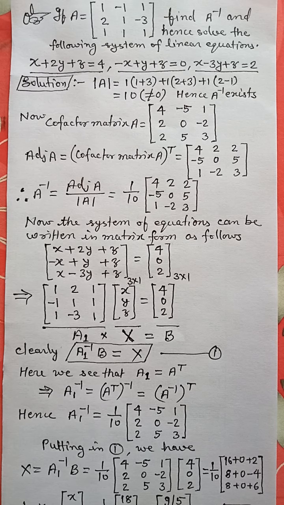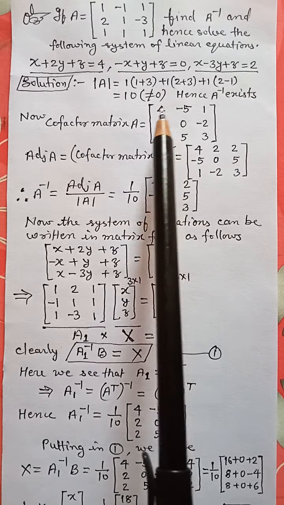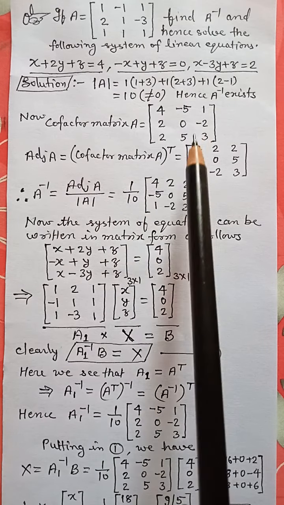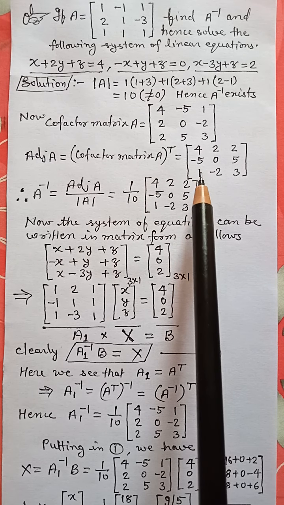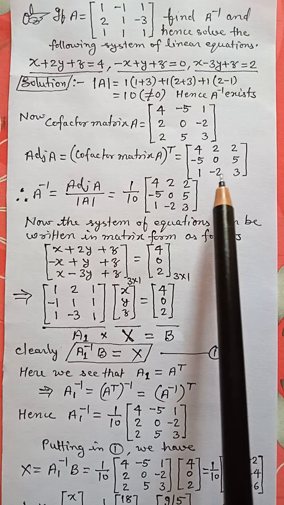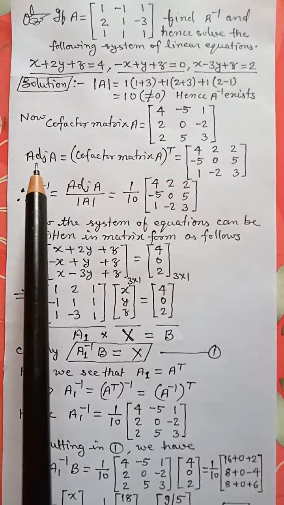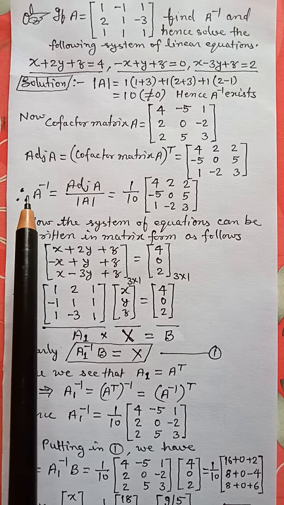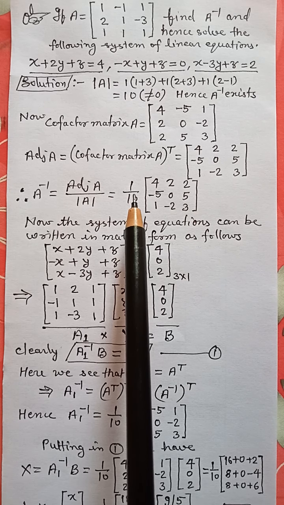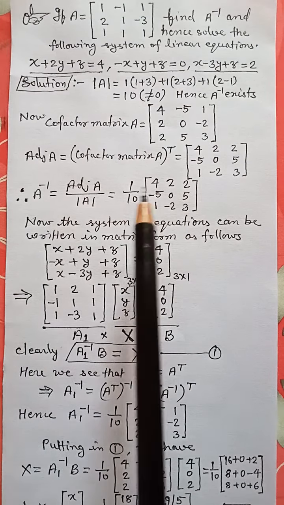Now, adjoint A is the cofactor matrix transposed. That means this row will be changed to column. This is our first row, 4 minus 5 1, first column, 4 minus 5 1; second row, second column, 2 0 minus 2; third row, third column, 2 5 3. This is the adjoint matrix. Now as A inverse is equal to adjoint A divided by determinant A, therefore 1 by 10 multiplied by this adjoint matrix. Hence this is our A inverse.